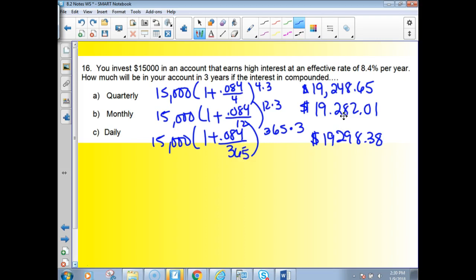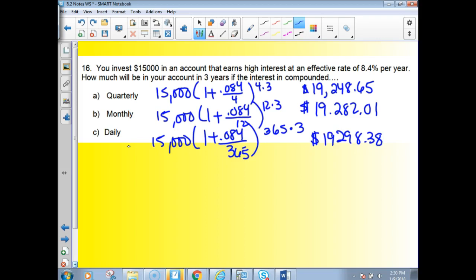What's happening as you increase the number of times it's compounded per year? The value in the account goes up. Okay, so what would be the best compounding you could get? Daily, based on what we've talked about today, but what if they told you they'd do it twice a day? What if they said they'd do it every minute?